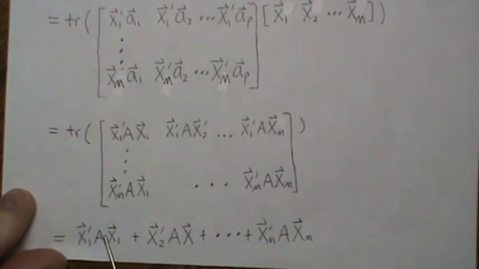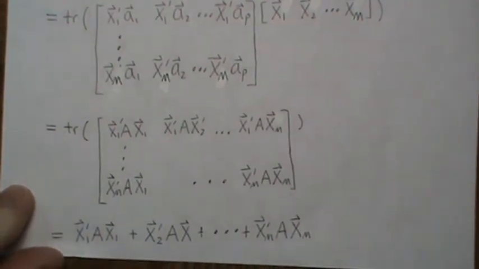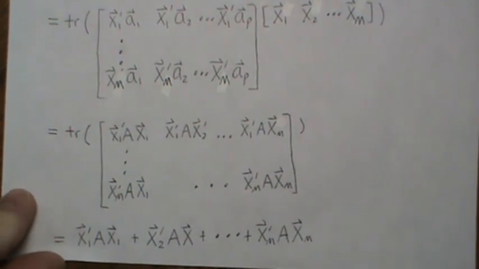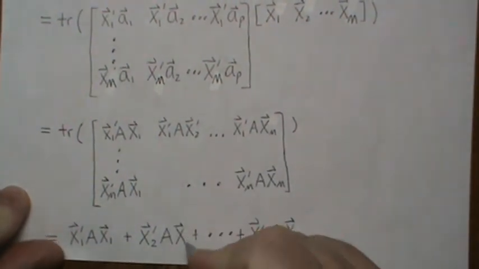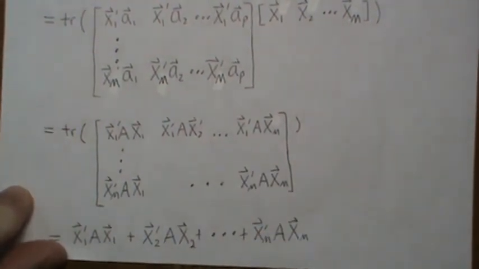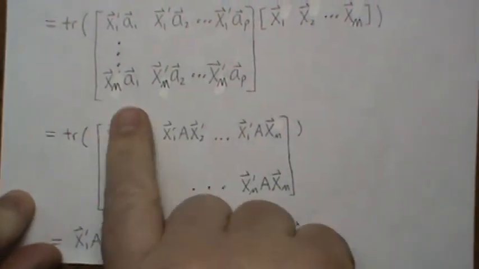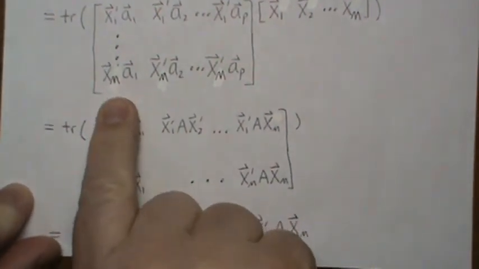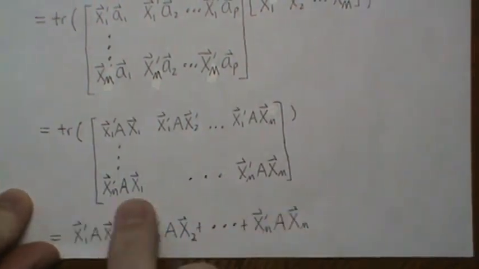Well, this plus the second piece, that's a 2. And then we keep going all the way to m, because there's m rows, so that is the last one.